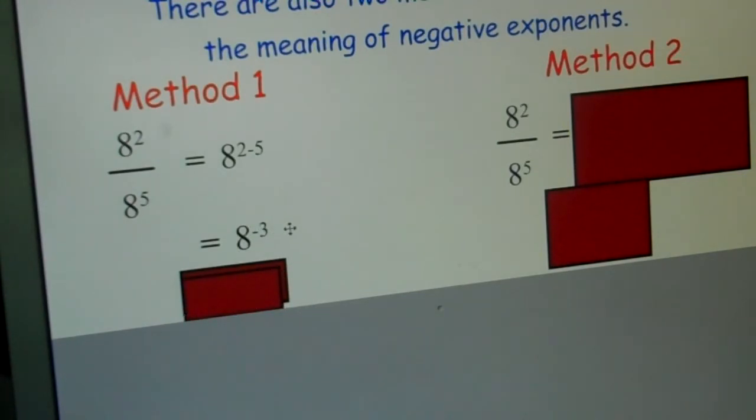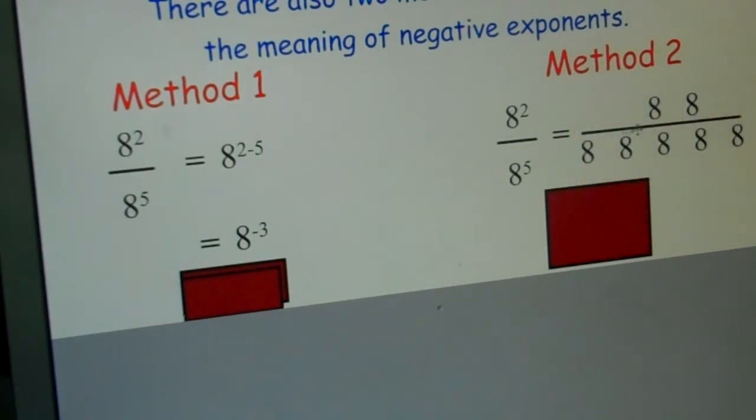Well, we have to do something with that negative exponent. We talked about negative exponents just a minute ago. Here's your other method, and let's see if this helps. Again, 8 squared is 8 times 8. Sorry, my multiplication symbol's not in there. That's a typo. Put that in real quick. There we go. And then 8 to the 5th power.